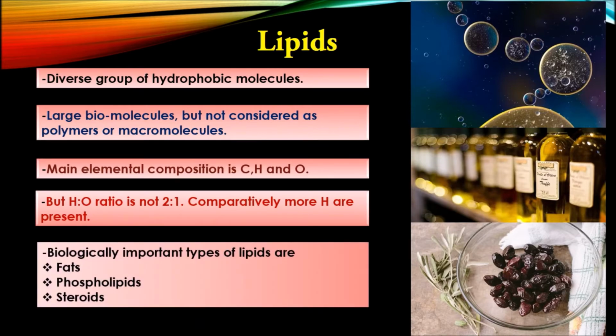It is a diverse group of hydrophobic molecules. Lipids are large biological molecules, but they are not considered as polymers or macromolecules. Main elemental composition is carbon, hydrogen and oxygen, but hydrogen to oxygen ratio is not 2:1. We can identify comparatively more hydrogen in lipids. Biologically important types of lipids are fats, phospholipids and steroids.